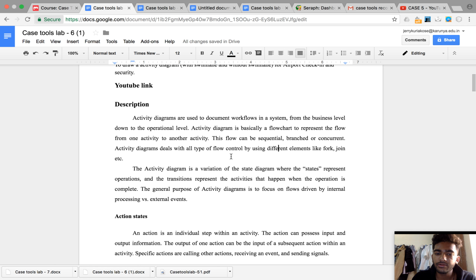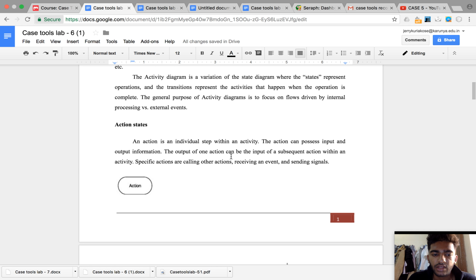What an activity diagram is, it shows the workflow of a system. It will have different objects, and the flow of the activities will be shown. It is just like a flow diagram or a flowchart, but it has a set of additional components. So let's take a look at all the components of the activity diagram.